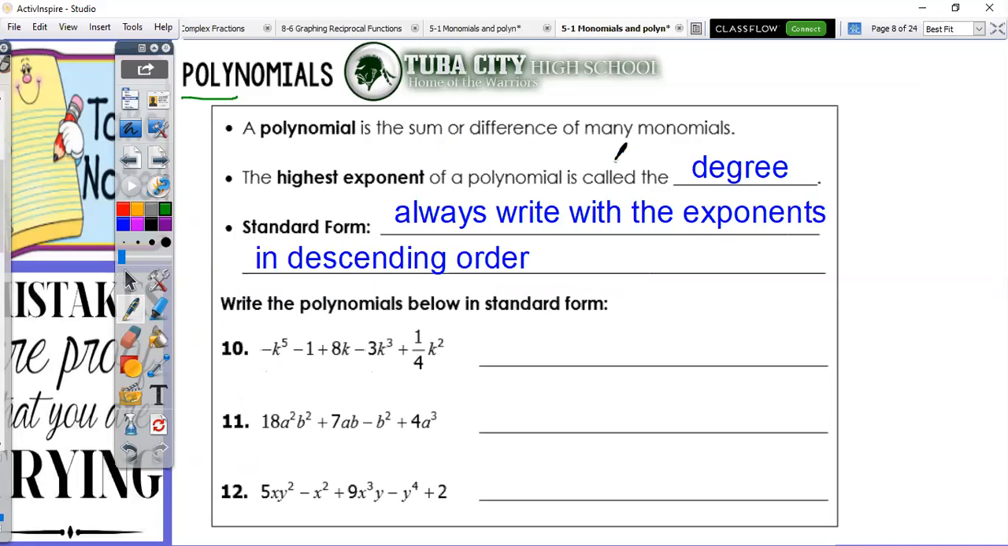So basically we just add more binomials. All right, so let's go ahead and get into classifying some of the polynomials. That was one of our objectives. The highest exponent of a polynomial is called the degree.